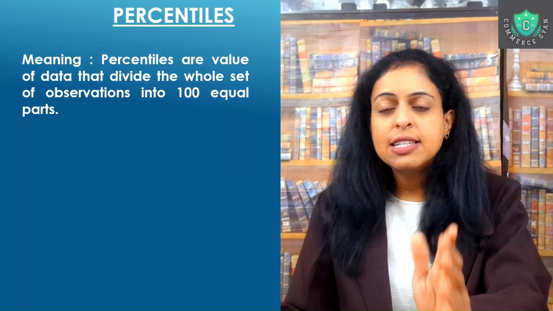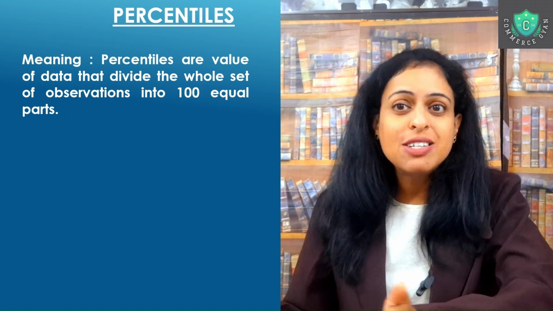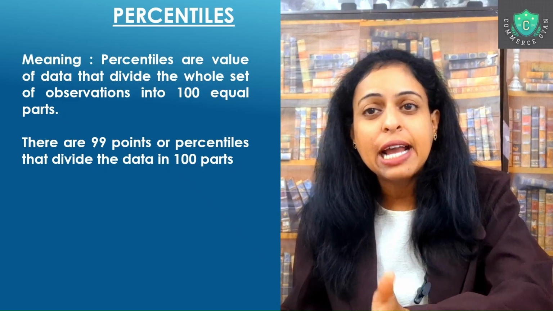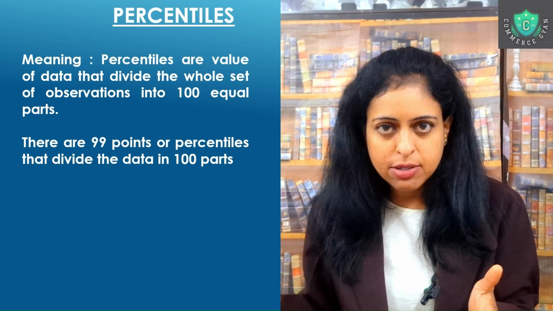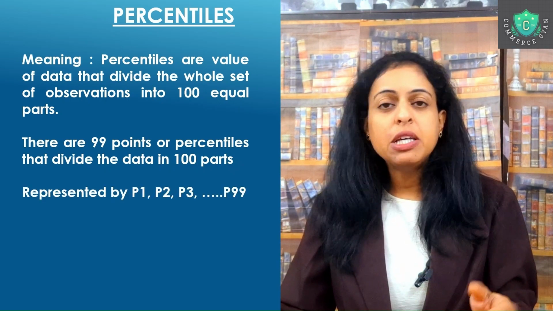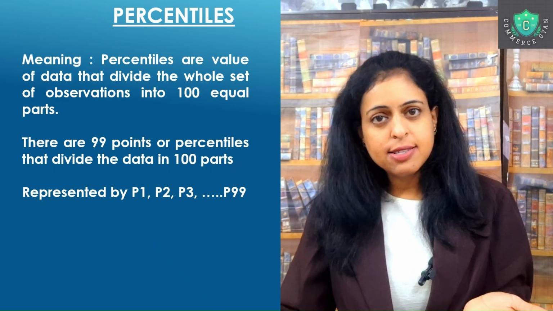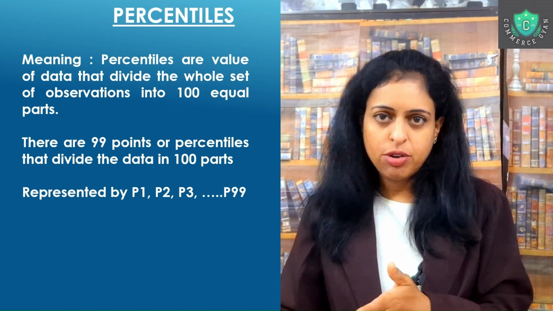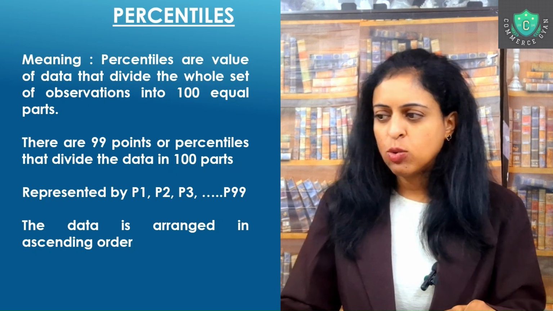So percentiles divide the data into 100 parts, but how many points do you require to divide it? Again, one less, so it will be 99 points, and the data gets divided into 100 parts. So P1 to P99 will be the representation of the percentile. And again in this case also, we arrange the data for computation in ascending order. Okay, so let's see how the percentiles are calculated.